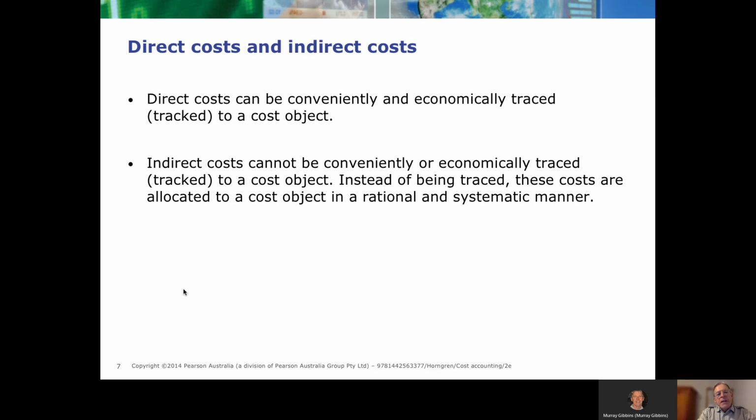Well, let's compare now direct costs with indirect costs. Essentially, direct costs can be conveniently and economically tracked or traced to the cost object, whereas indirect costs can't be conveniently or economically tracked or traced to the cost object. So instead of being traced and tracked, they're allocated. So some sort of pro rata measure. More about that in a moment. Some sort of reasonable, logical method of allocating, sharing the costs across a range of cost objects, perhaps.